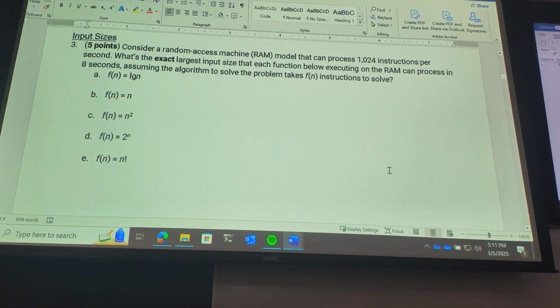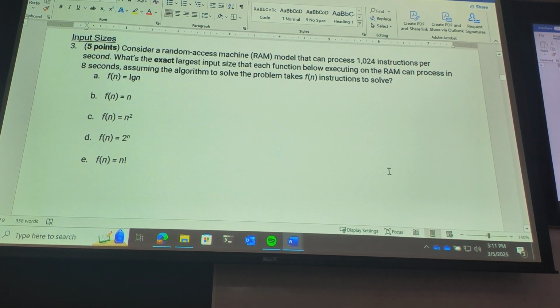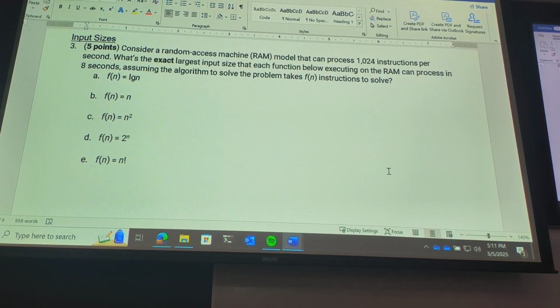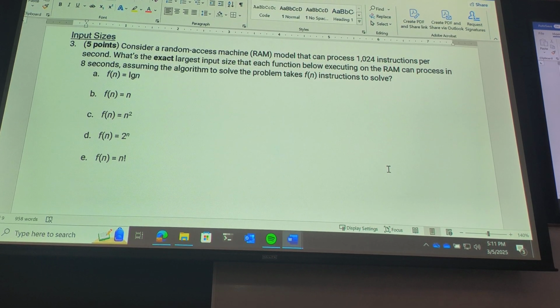Number 3, input sizes. Consider the following RAM. It has so many instructions per second. Tell me the exact largest input size that each function below executing on the RAM can process in 8 seconds, assuming the algorithm takes f of n instructions to solve.